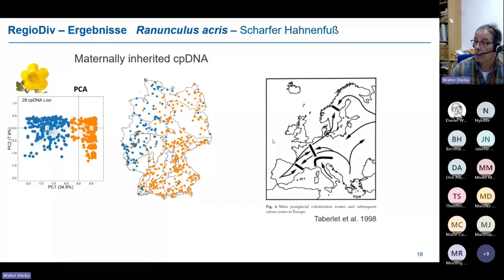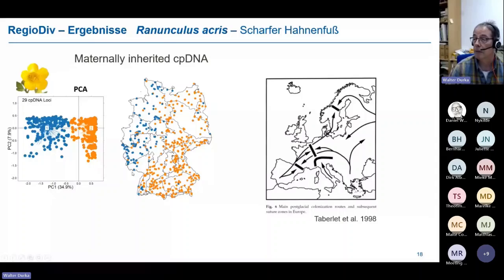And here we first have a look not on the total DNA pattern, but on the pattern that is shown by chloroplast DNA. And chloroplast DNA is inherited only maternally, meaning it is inherited by seed. It's not inherited by pollen flow. And traditionally, any patterns seen in chloroplast DNA can be interpreted as being historically and related to colonization patterns. And so if we look into the chloroplast pattern, we see, okay, there seem to be 2 chloroplast groups, the blue and the orange one.